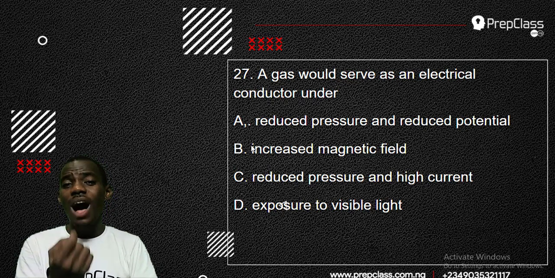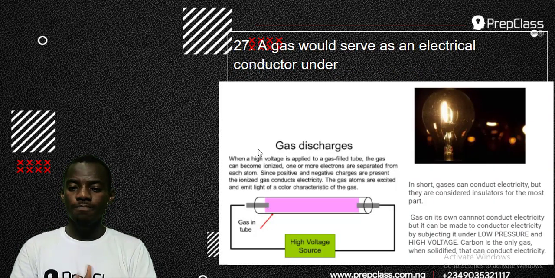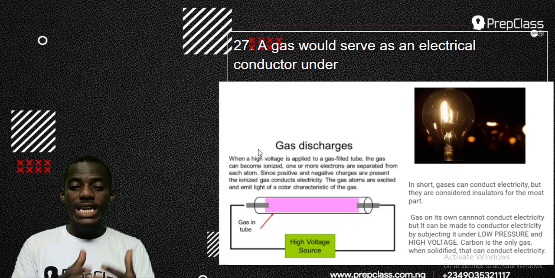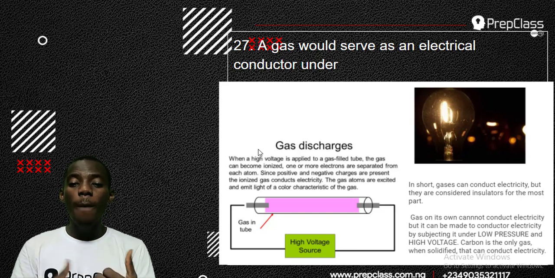It is what you have in a bulb. A practical example of that is what happens in a bulb, in a discharge tube. When a high voltage is applied to a gas-filled tube, the gas becomes ionized. If you apply high voltage, that's the first condition, to a gas tube, the gas inside becomes charged. That's ionized. One or more electrons are separated from the atoms.